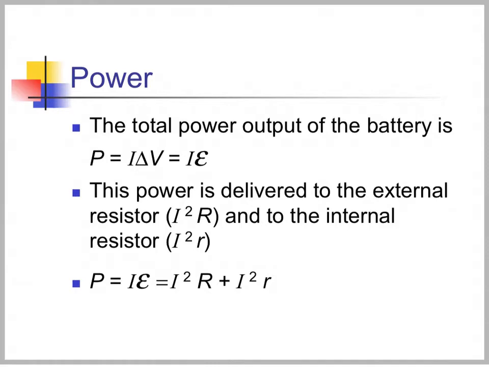Then the total power output of the battery, as power is I delta V, which is I times E, the electromotive force. This power is delivered to the external resistor, I squared R, and to the internal resistor, I squared little r. So, I E across the battery is I squared R plus I squared little r.